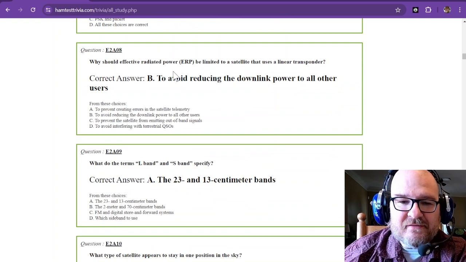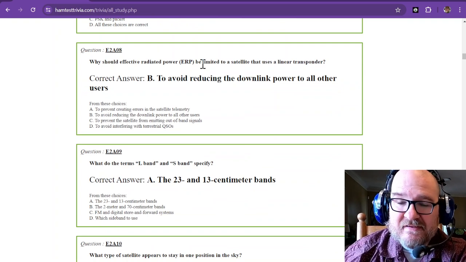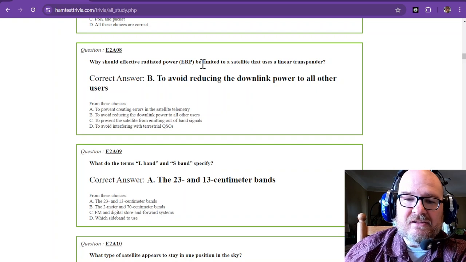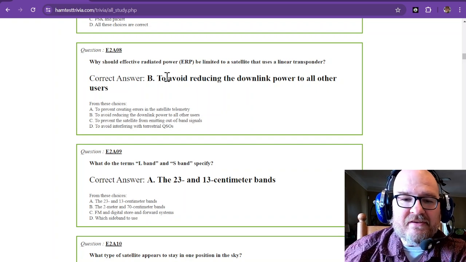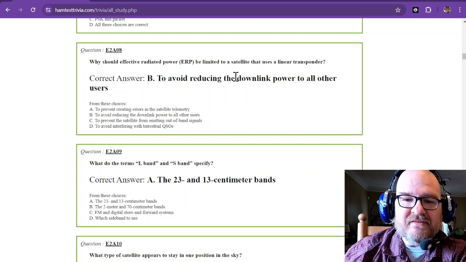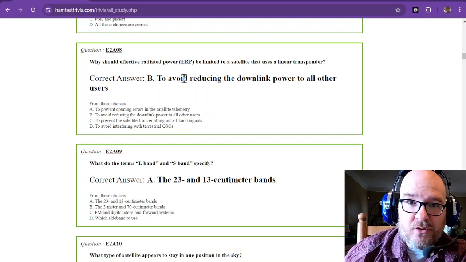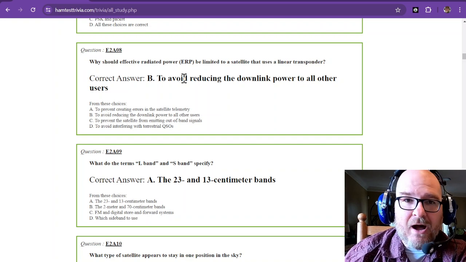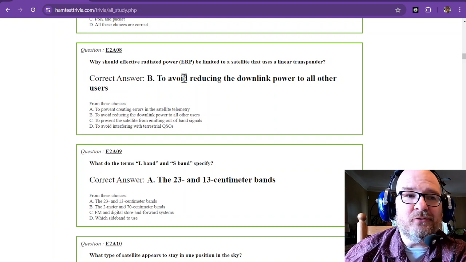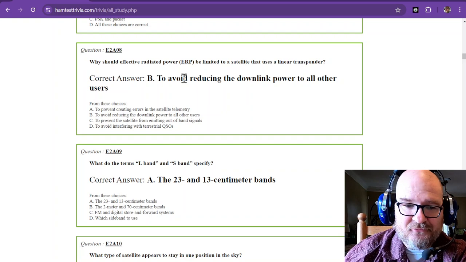Why should effective radiated power be limited to a satellite that uses a linear transponder? And that is to avoid reducing the downlink power to all other users. You do not want to overpower a satellite. So 5 watts from your radio to a Yagi is plenty enough.